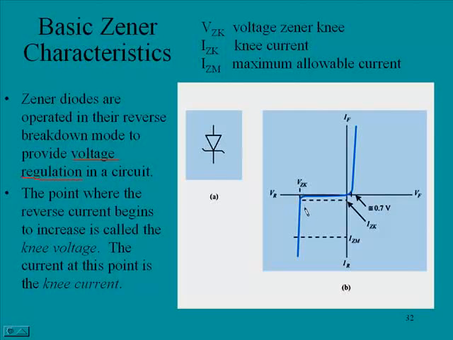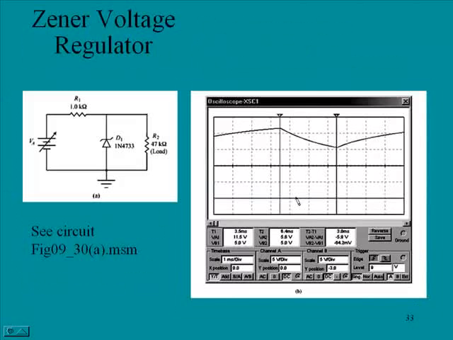Now, Zeners are designed for many different voltages and many different currents, and in this particular case, whatever this value is here, this is the voltage that this one is designed to operate at.